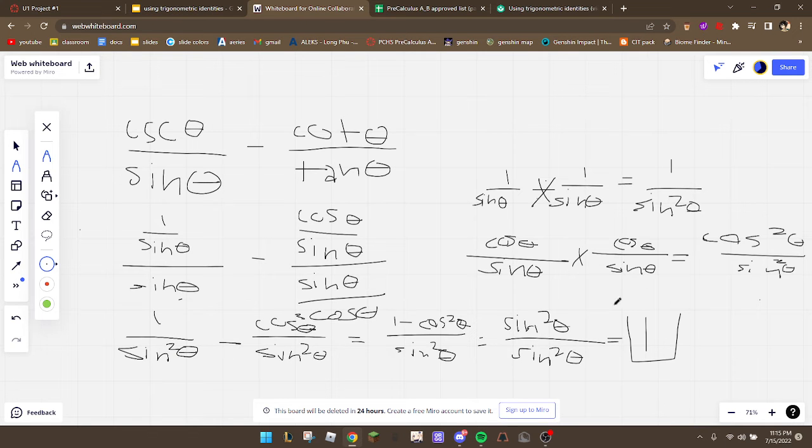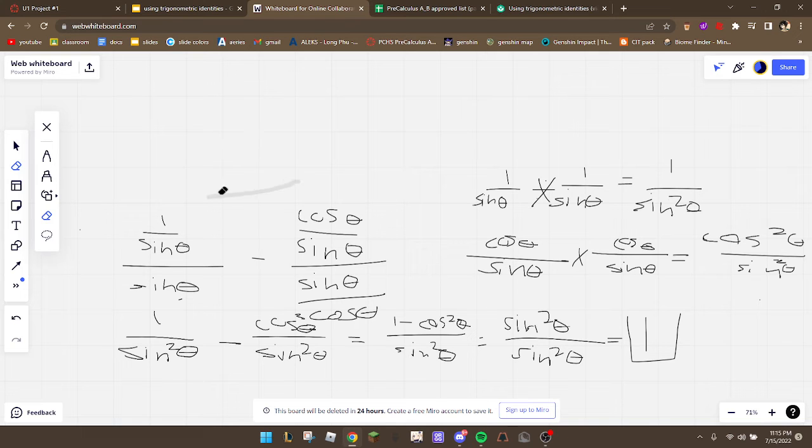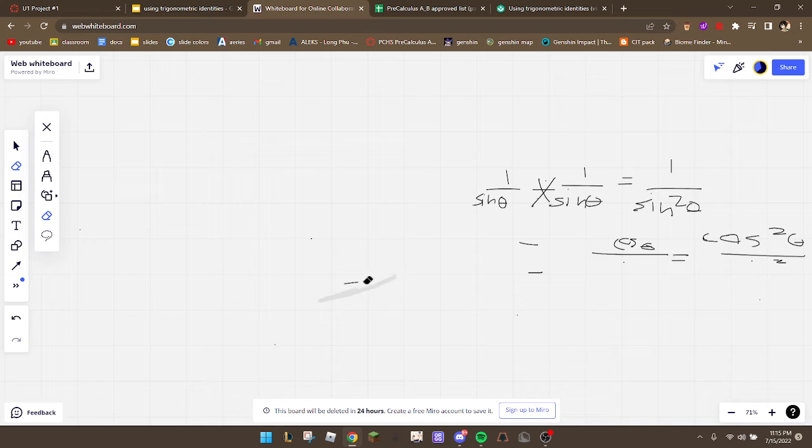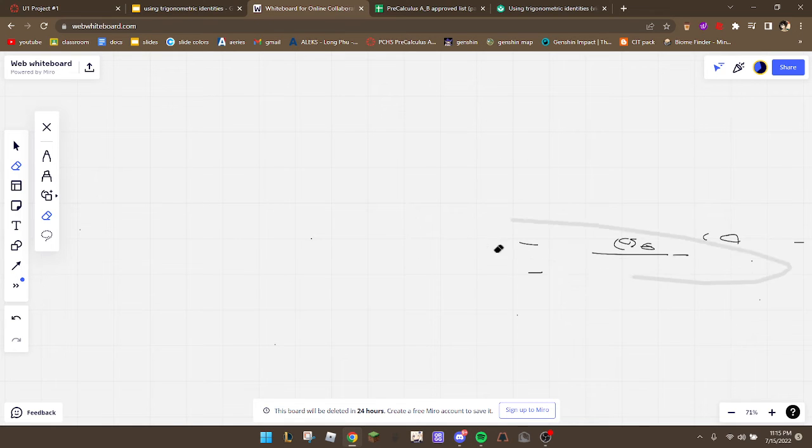So, let's do another example. Maybe something simpler, like secant theta subtract sine theta and tan theta.